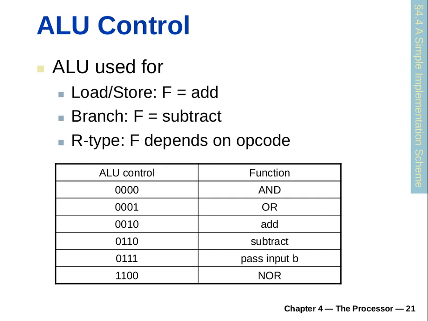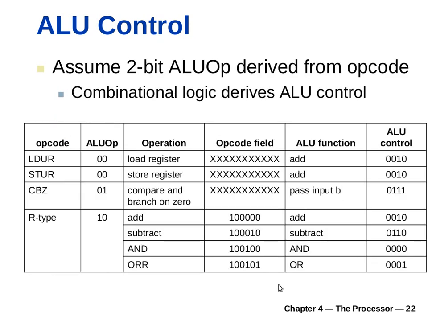So, you have AND, OR, ADD, SUBTRACT. Pass input, padadaanin mo lang. Okay? And then, NOR. Okay? So, yan yung sa ALU. Okay? And how do we create the line signals para i-determine yung operation na yun?